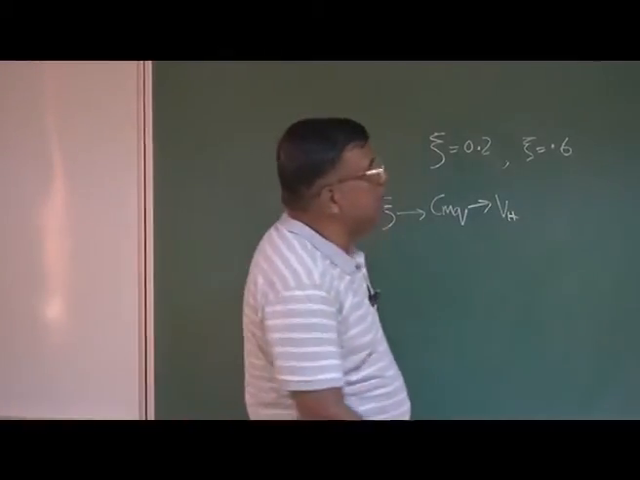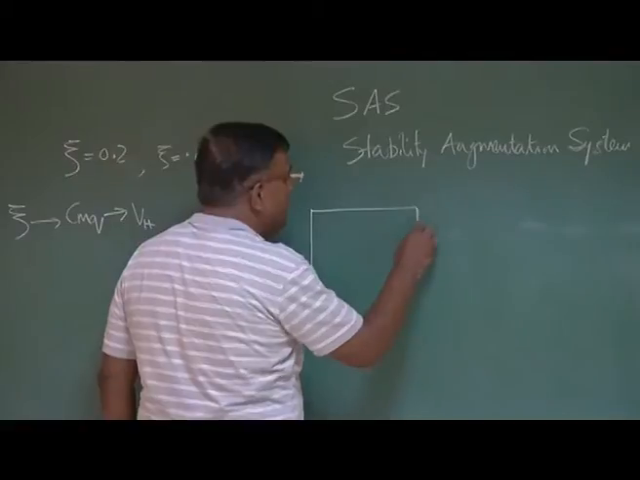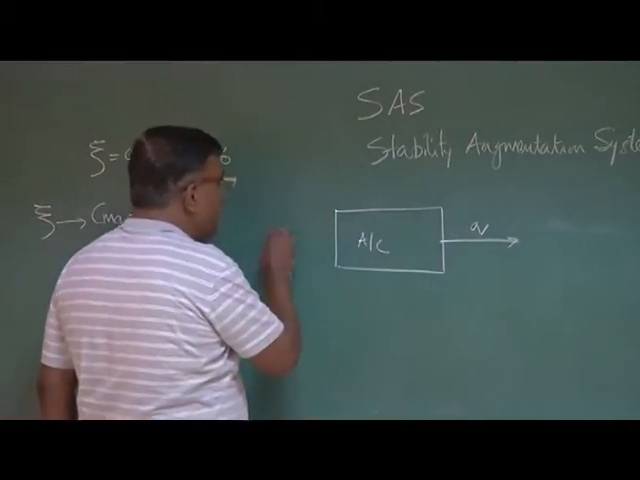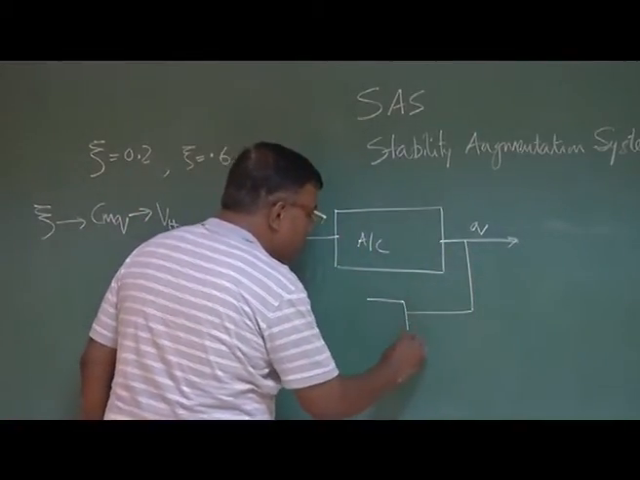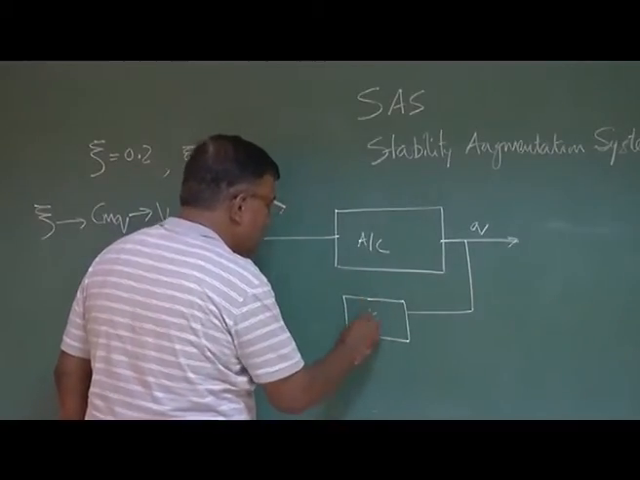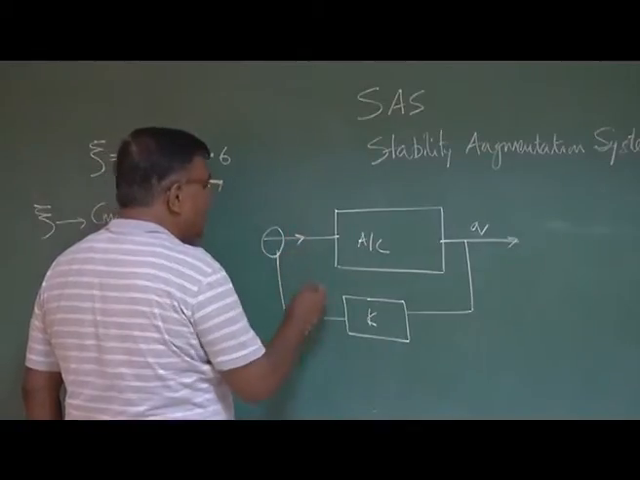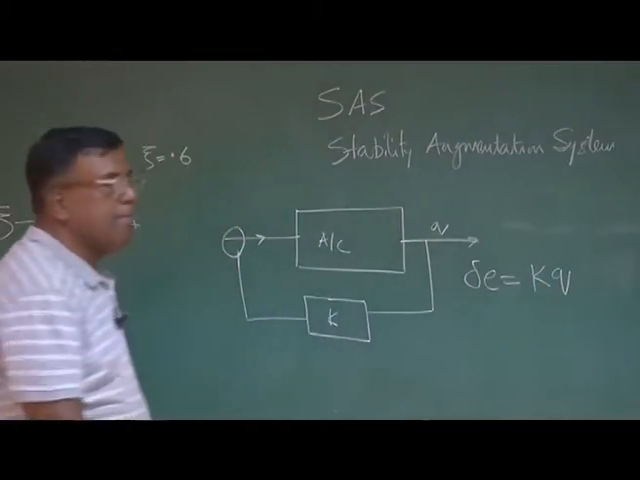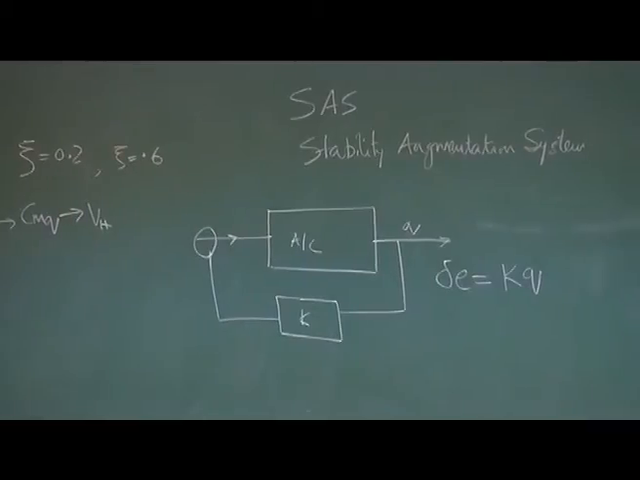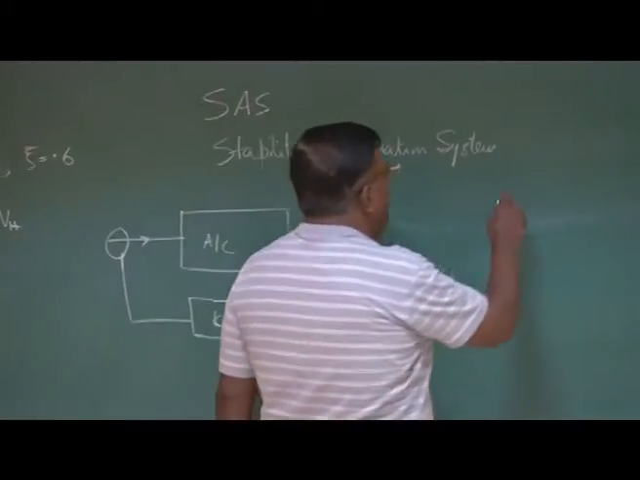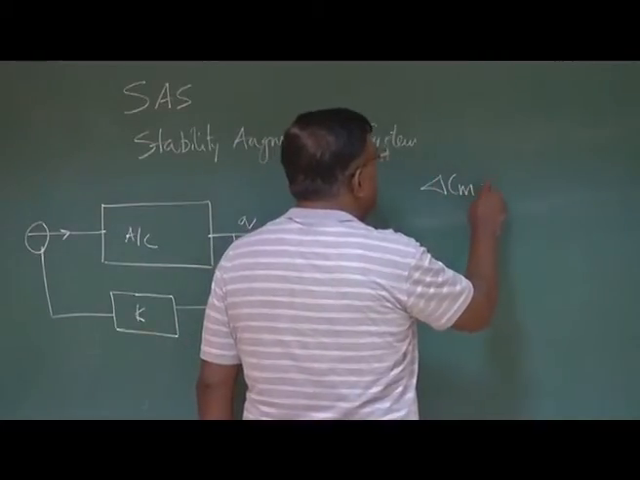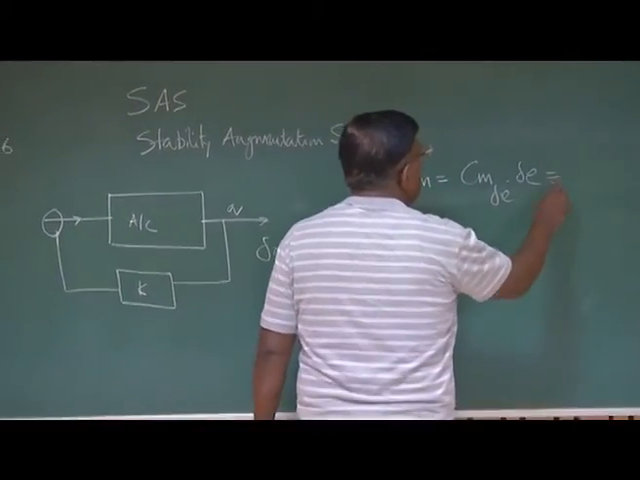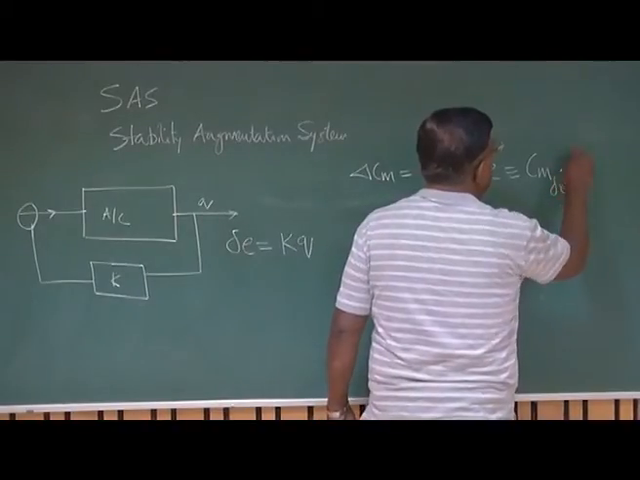So what was the concept? The concept was SAS, and the understanding is like this. This is the aircraft, and here you write Q. I tap Q, and this is K. What I do is deflect the elevator proportional to this Q. Then what will happen? As I deflect the elevator, what is delta Cm? Because of elevator deflection, I get Cm delta E into delta E, which is equal to Cm delta E into KQ.